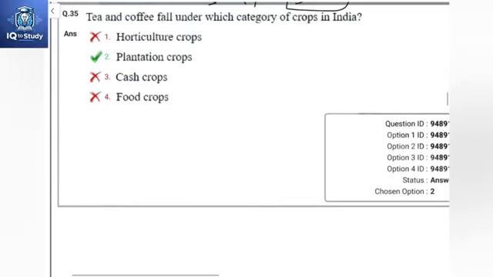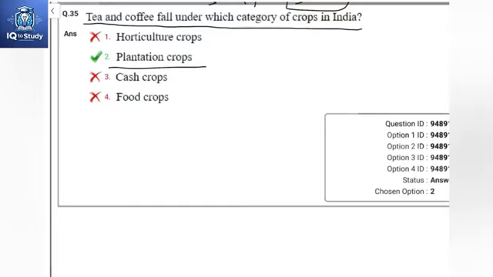Tea and coffee fall under which category of crops in India? It's plantation crops. Plantation crops means the particular area is owned by individual or a company. Examples: tea, coffee, rubber, cocoa, coconut plants, etc.